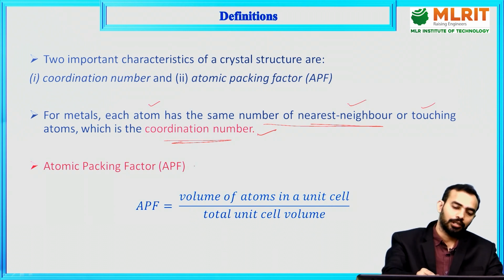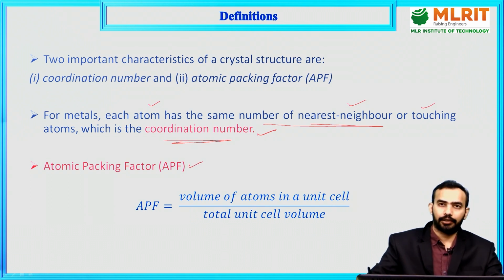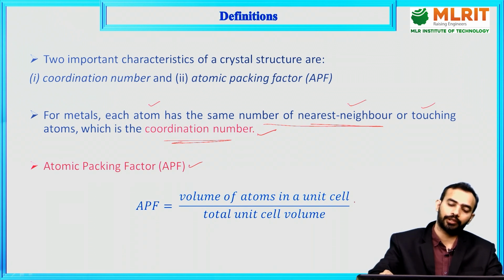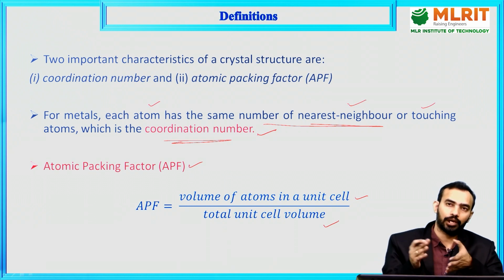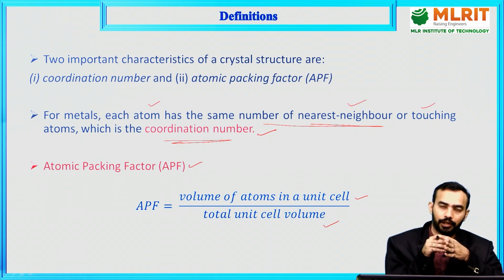Then atomic packing factor. Atomic packing factor can be defined as the ratio between the volume of atoms occupied in the unit cell to the total unit cell volume. Previously we have seen how we position the atoms within the unit cell. These atoms will not occupy 100% of the unit cell; there will be minor gaps present.